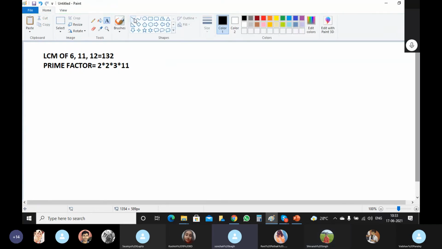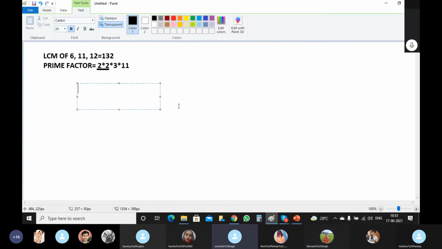Next step, what do we do? We have done this type of question. We make pairs. Yes or no? So only one pair is made. We need more, what? 3 into 11 is extra required or not? Yes, ma'am. 3 multiplied by 11, that is, we require 33 more.